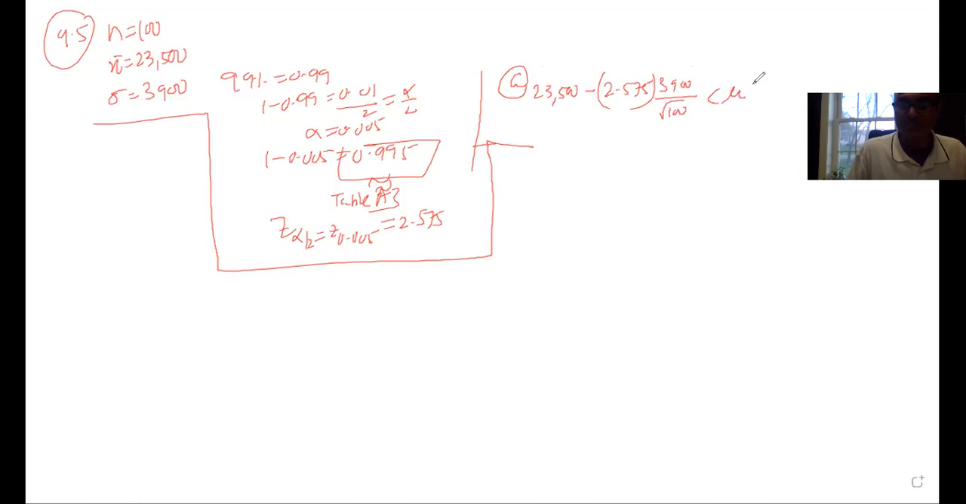Is less than mu, is less than 23,500 plus 2.575 and 3,900 divided by 10. If you use your calculator, you're going to get something like this: 22,496 is less than mu, is less than 24,504. That's the interval.